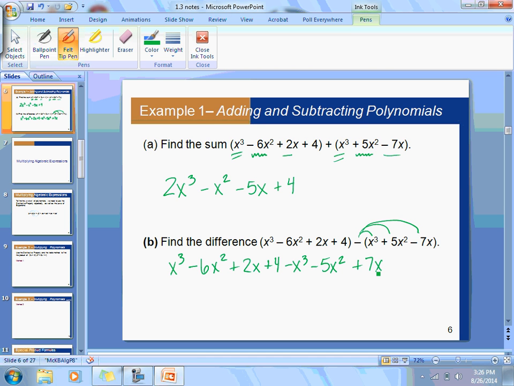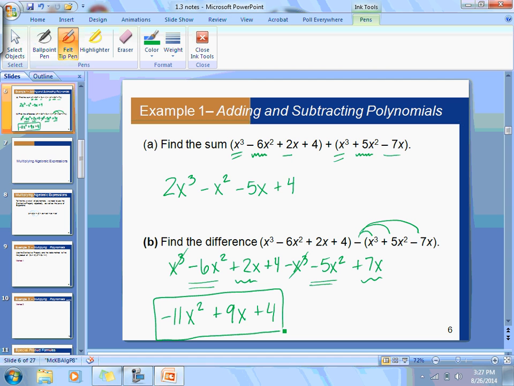And then it's a problem just like part A. You're going to go through and find your like terms. Now I have an x to the 3rd and an x to the 3rd, but one is positive and one is negative, so they're going to cancel each other out. And then I've got a negative 6x squared and a negative 5x squared, so that's negative 11x squared. I have a 2x and a 7x, so that's going to be a 9x. And then again, I have a little constant, plus 4. So it's just a coincidence that for both of these problems there was a little plus 4 added on at the end. That's not some secret thing I'm not telling you about. Okay?